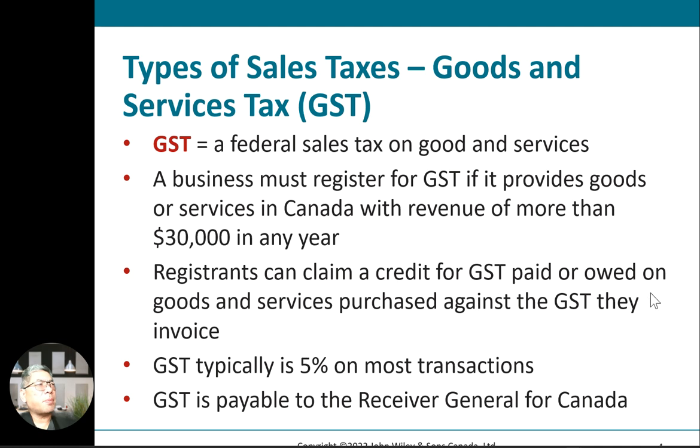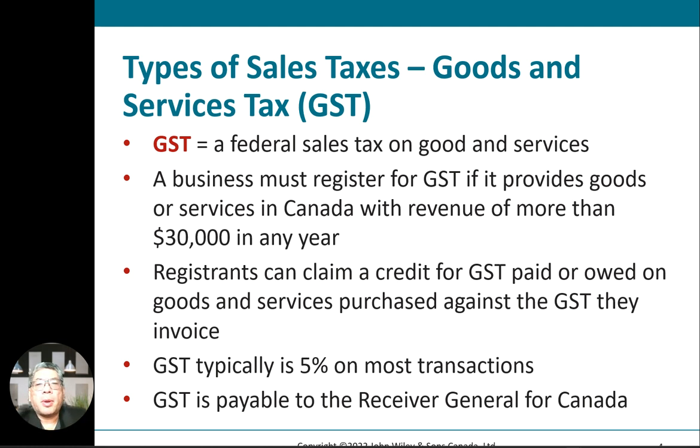A registrant can claim a credit for GST paid on all goods and services purchased against the GST on the invoice. So basically, you can swap it. What you pay and what you collect, you exchange it. You pay the net. For example, when I was a consultant for Travel Canada, I collected about, let's say, $10,000 in GST, HST because I was incorporated, right? Then I also had to pay my expenses, which had $5,000 in tax. So I collected $10,000 and paid $5,000, so I have to pay the remaining $5,000. That's the key part. Basically, you net it out.